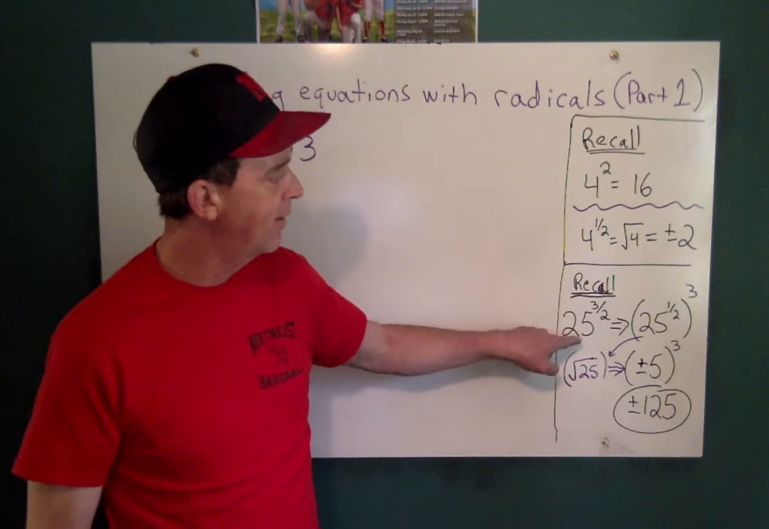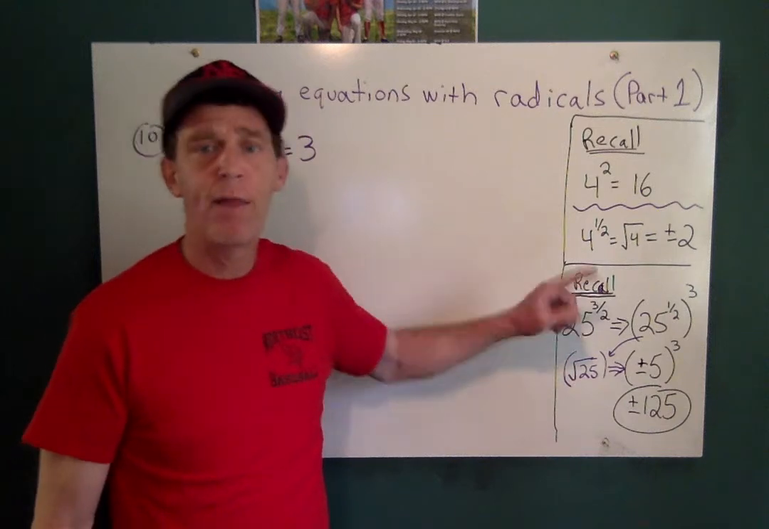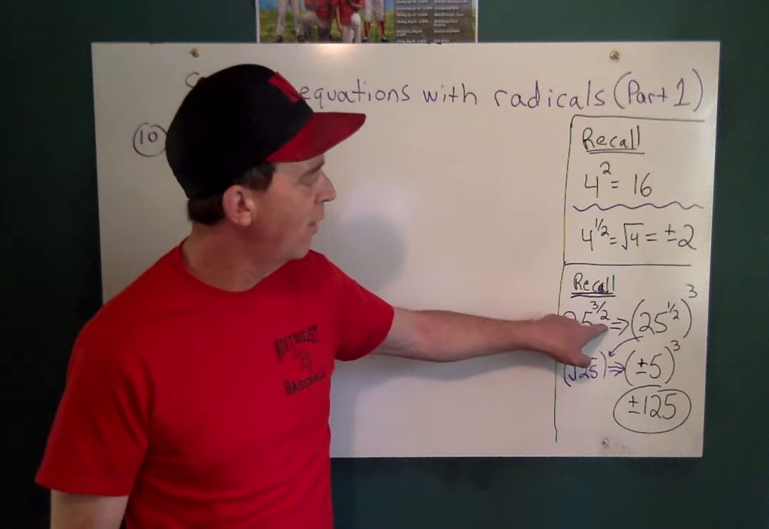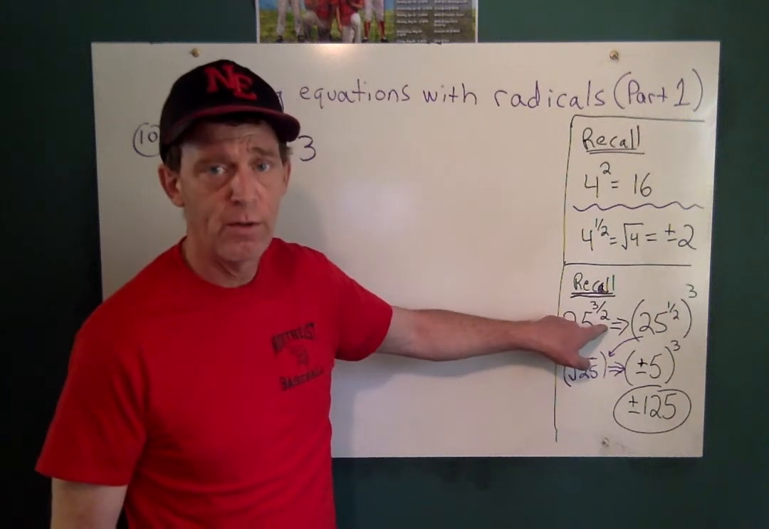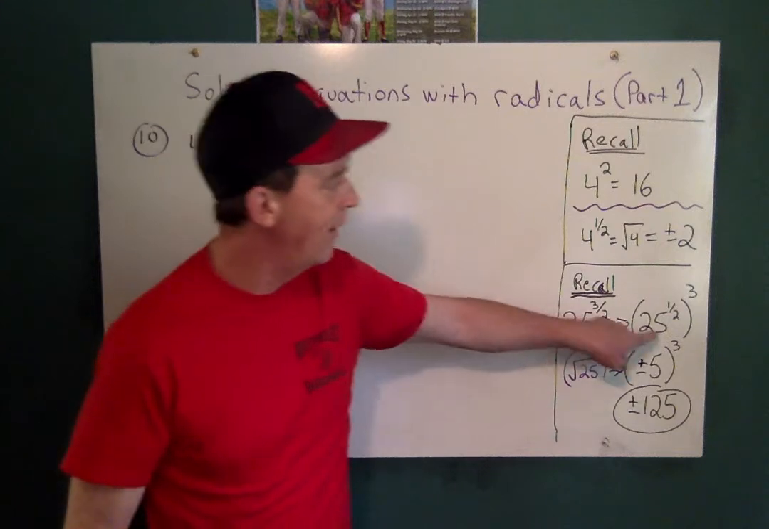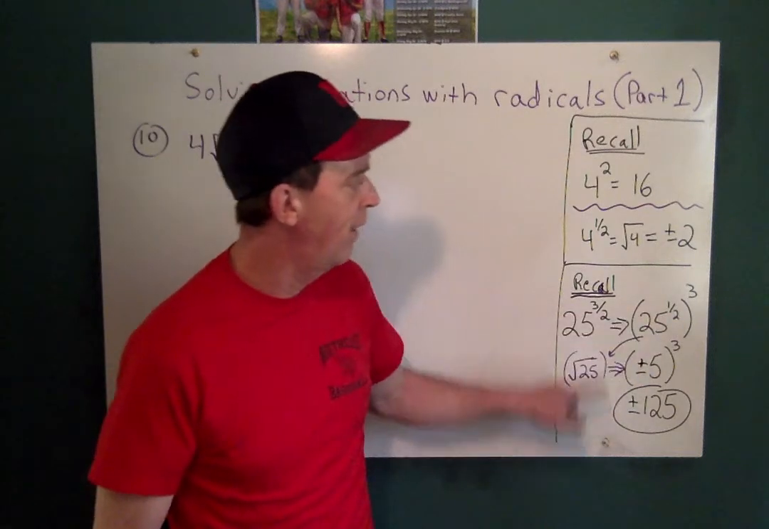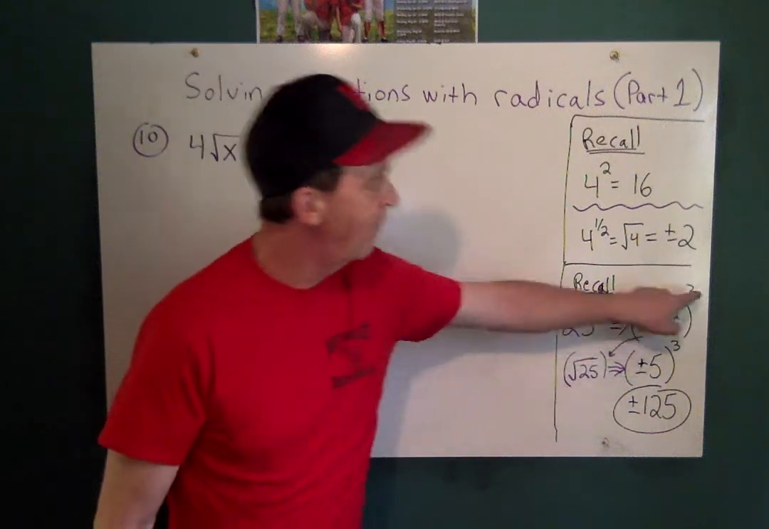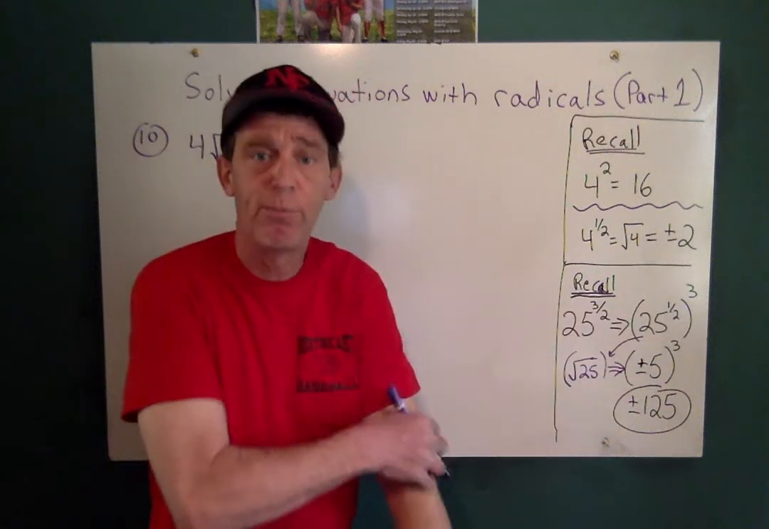When you're calculating this, instead of doing 25 to the third power and then trying to take the square root of a large number, it's a little easier to take the square root of the 25 first and then raise it to the third power. And that's all you see being done here. Rewriting it as 25 to the 1/2 times 3 is 3/2. And that, of course, is 5 to the third power, which is 125, plus or minus.